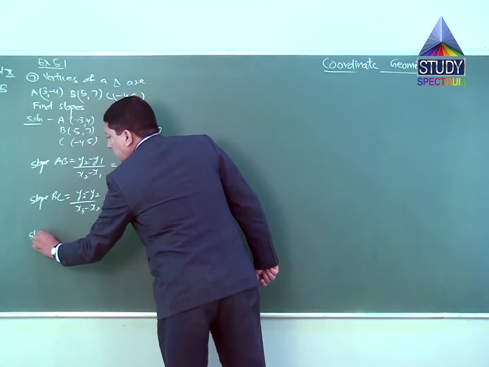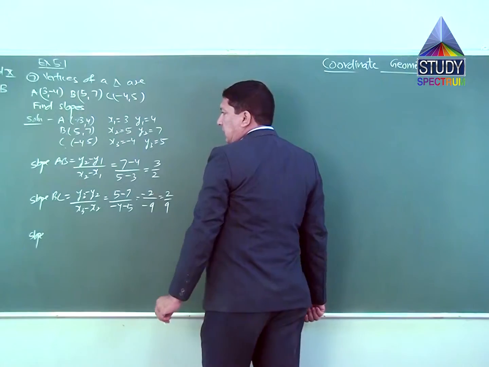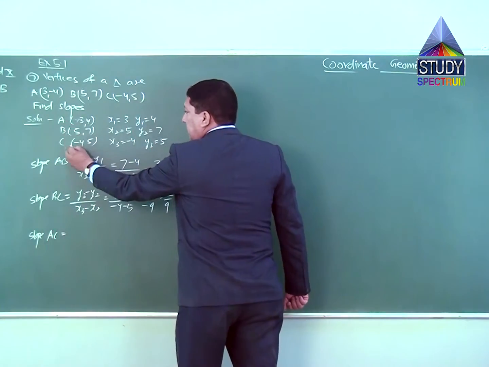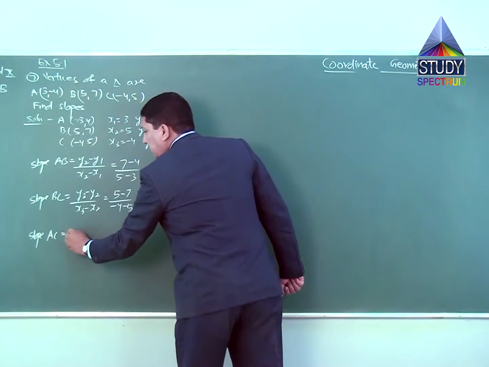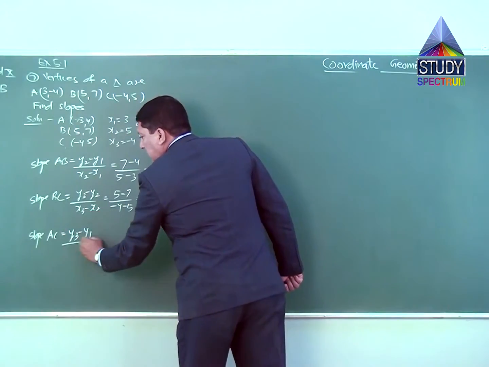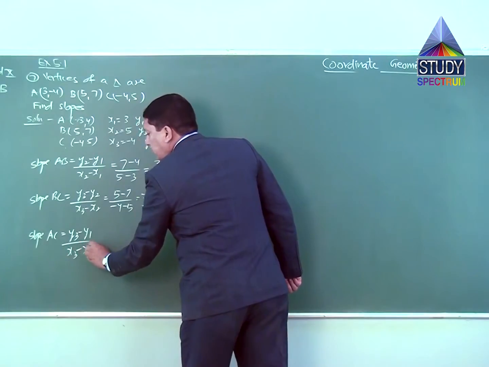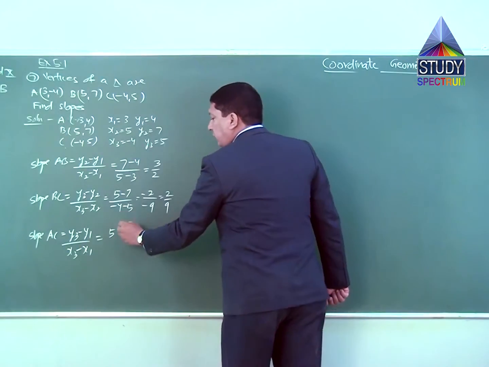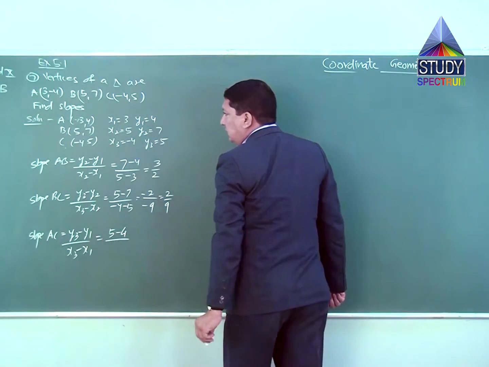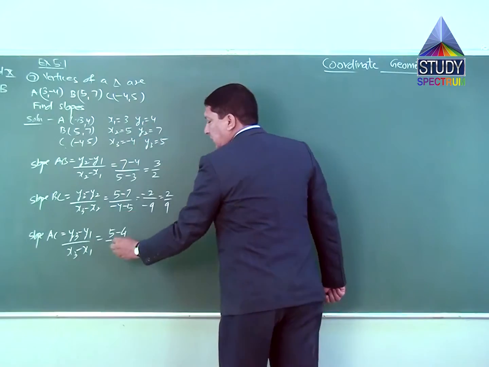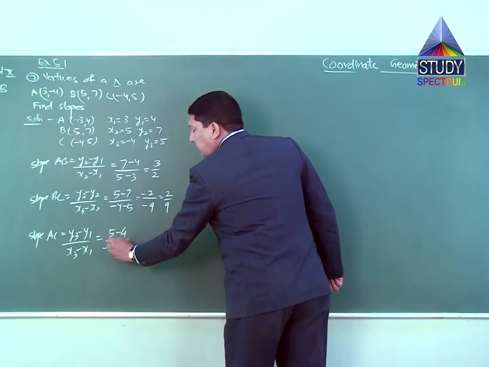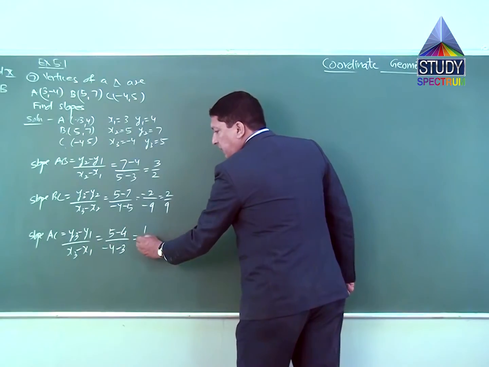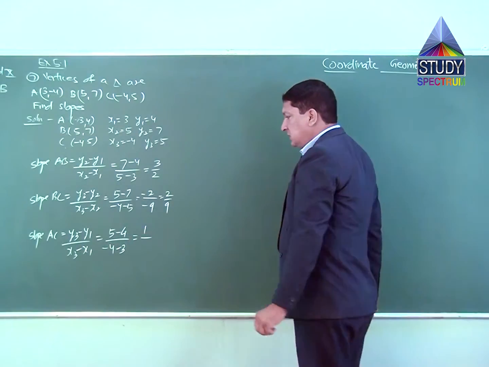Slope. The third slope is AC, after AB and BC. A and C: y3 minus y1 over x3 minus x1. 5 minus 4, x3 is minus 4, x1 is 3. Minus 4 minus 3, right, because the minus sign is here. 5 minus 4 is 1. Minus 4 minus 3 is minus 7.